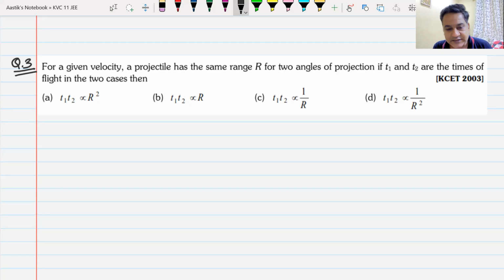Two things you have to understand in this question. They are talking about the same range for two angles of projection. I hope you understand the meaning of that. When do we have the same range for two angles, with the same initial speed at different angles? I hope you understand this. Then there are times of flight, and this is one concept that you should remember.